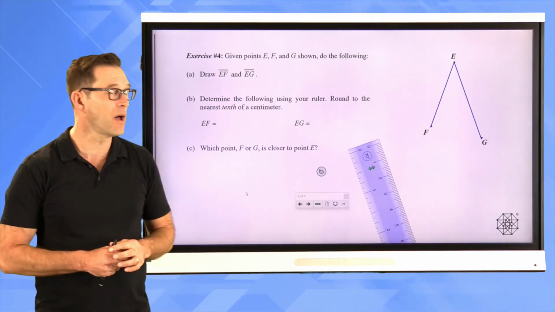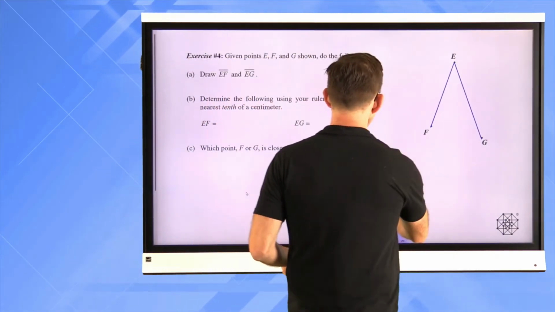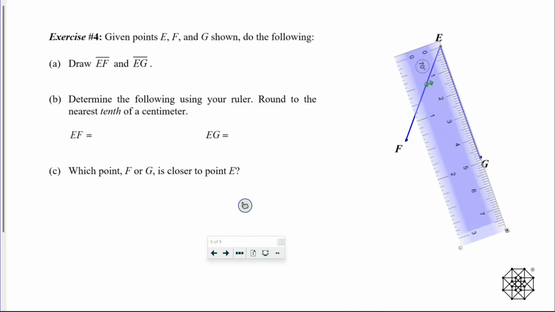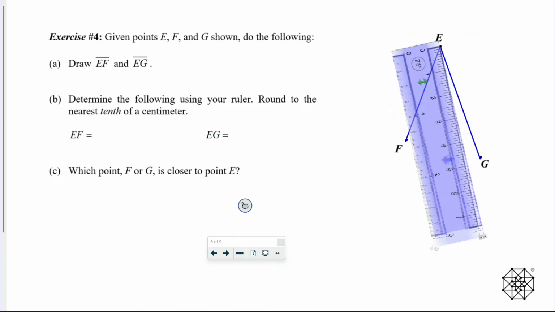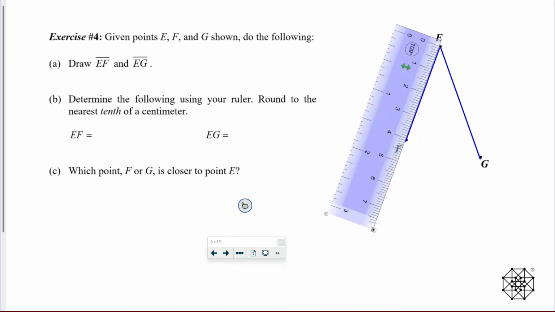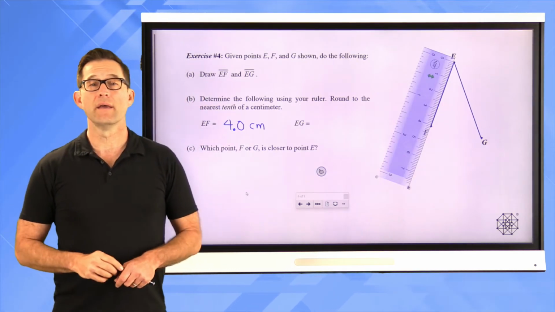So this is simple enough, right? If I want to measure the length of EG or EF, again, EF is the distance between points E and F. It looks like that is 4 centimeters on the dot. It does say to the nearest tenth of a centimeter. So I'm going to put 4.0 centimeters. Why don't you go ahead and measure EG?